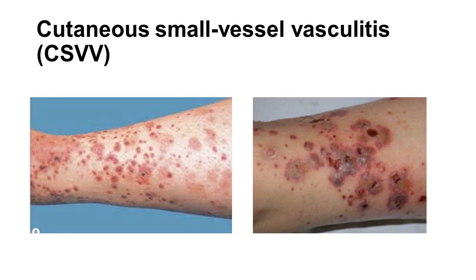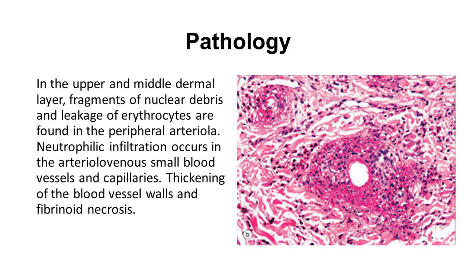Cutaneous small vessel vasculitis, CSVV. Pathology: in the upper and middle dermal layer, fragments of nuclear debris and leakage of erythrocytes are found in the peripheral arterioles. Neutrophilic infiltration occurs in the small blood vessels and capillaries, with thickening of the blood vessel walls and fibrinoid necrosis.